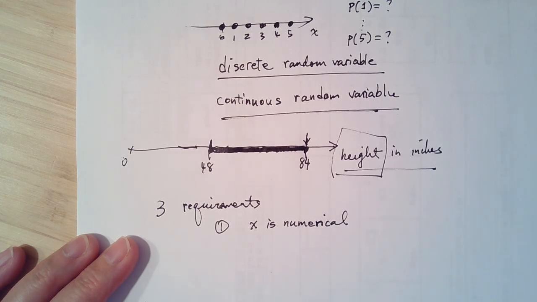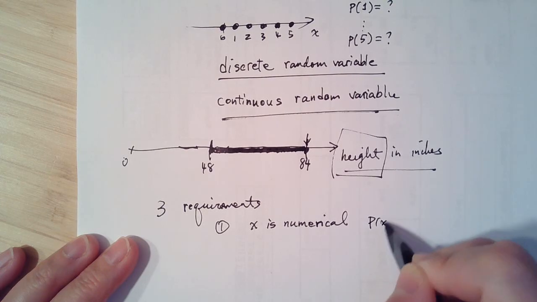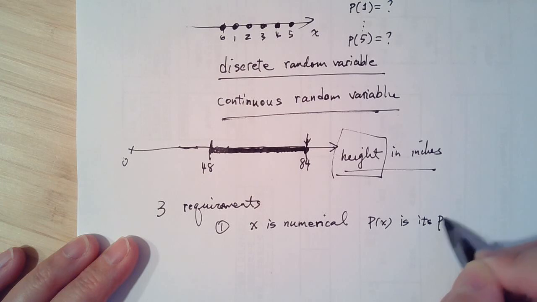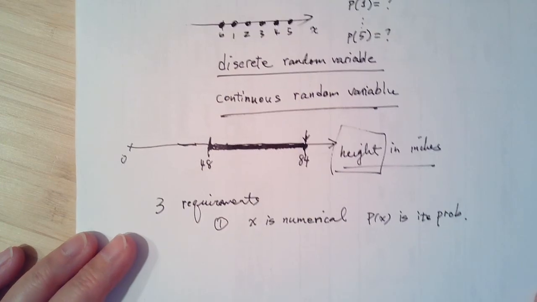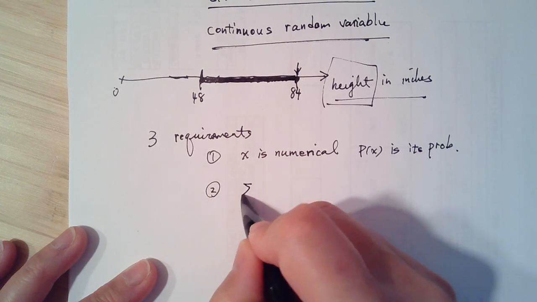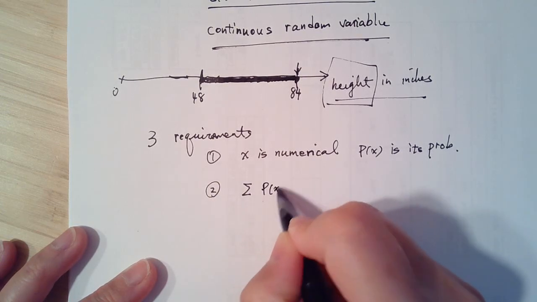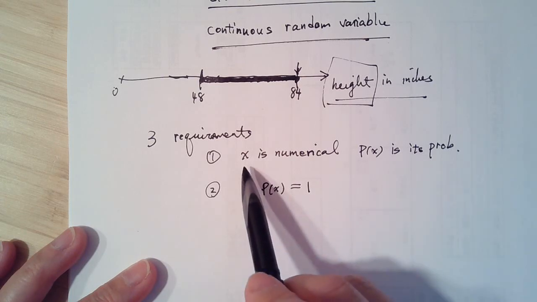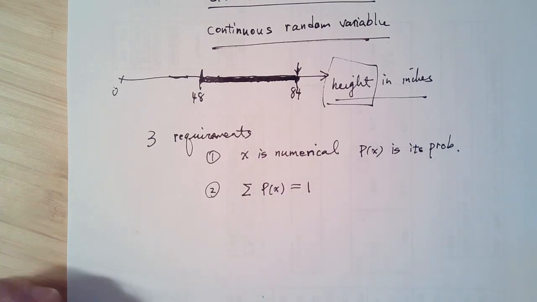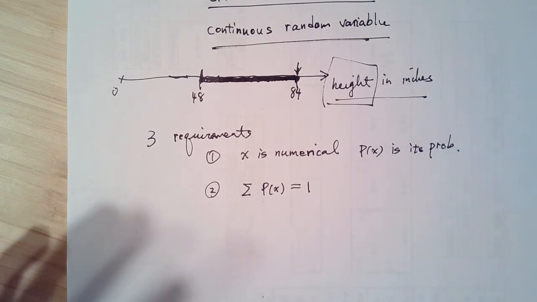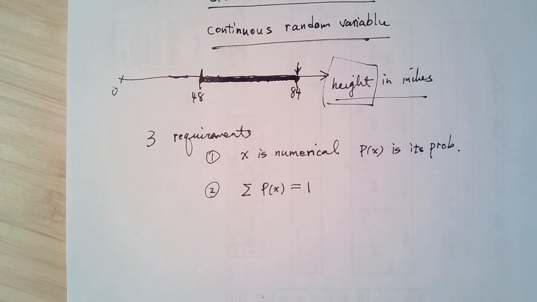X is numerical, and P of X is its probability. That's the first requirement. Number 2, the sum of all the probabilities equals 1. What does that mean? If you take all the X values in your possible space and add up the P of X, you get 1. It cannot be more than 1, cannot be less than 1, it has to be exactly 1.